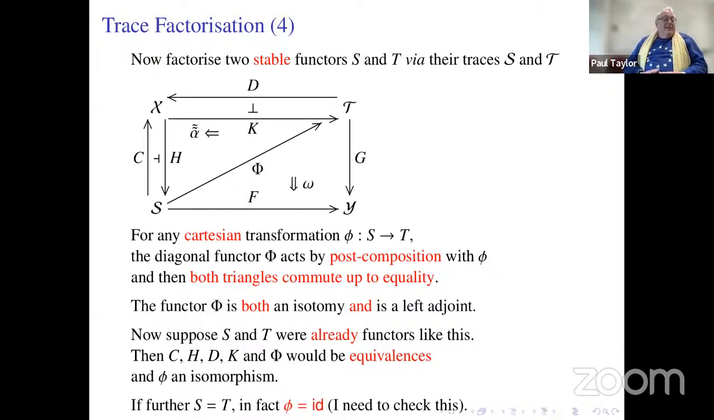Okay, so the interesting thing is when we factorized two stable functors via their traces, and we have a natural transformation between these two functors. What does that do with the factorization? Well, the answer is that the two triangles commute, in fact, up to equality, exactly when the natural transformation between the two functors is Cartesian. And then this functor phi in this case is both an isotomy and a left adjoint, essentially because of the way that we've constructed it.